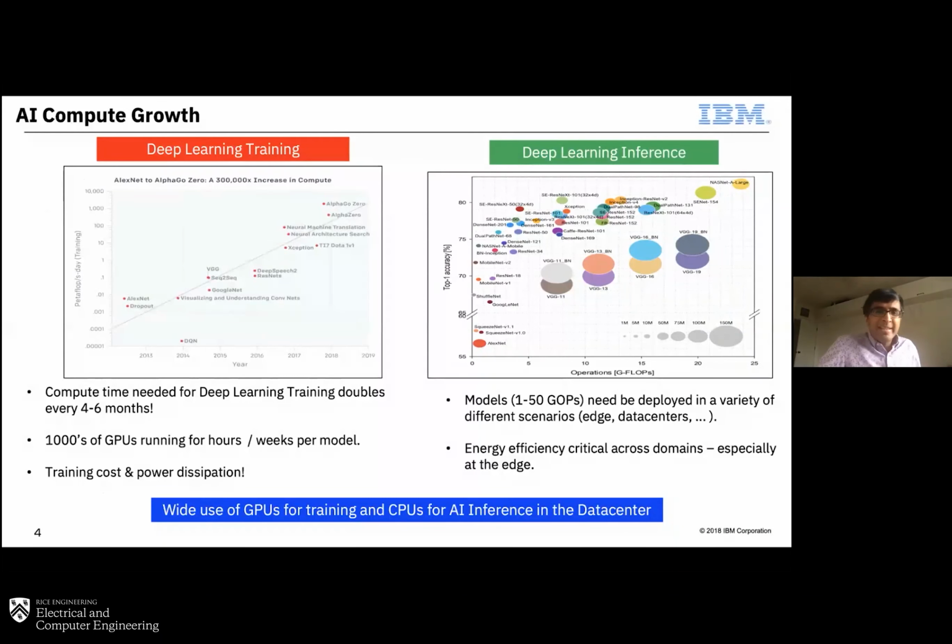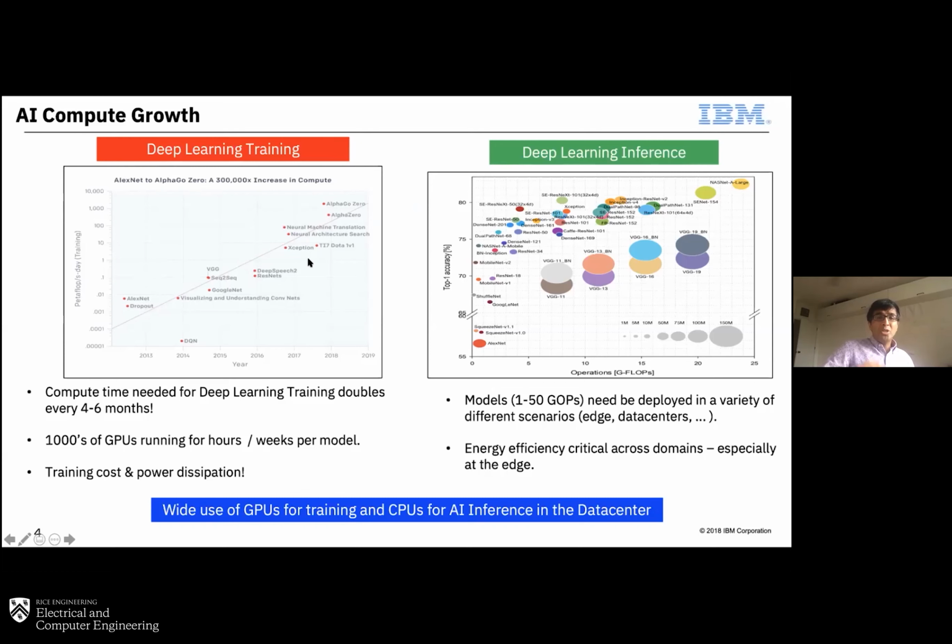Just to give you an example of some of that, on this chart you see a couple of examples of deep learning training and deep learning inference. The left is focused on the training piece. And from our experience in IBM, we see that the compute time needed for deep learning training is doubling every 4 to 6 months. This is driven largely by these really large models that we're seeing for NLP. We need thousands of GPUs running for hours or weeks to train a single model. So this is a dramatic growth curve, as you can imagine.